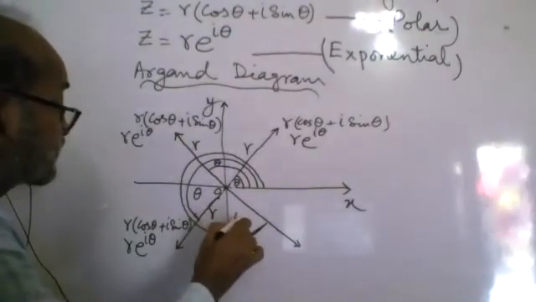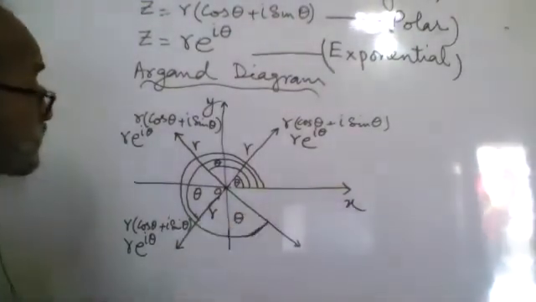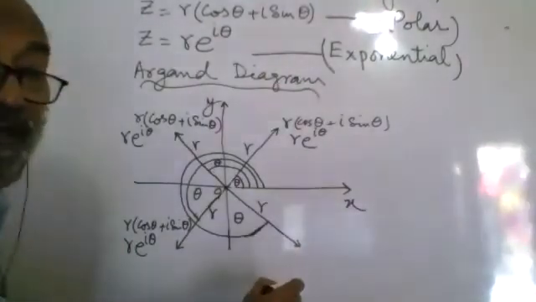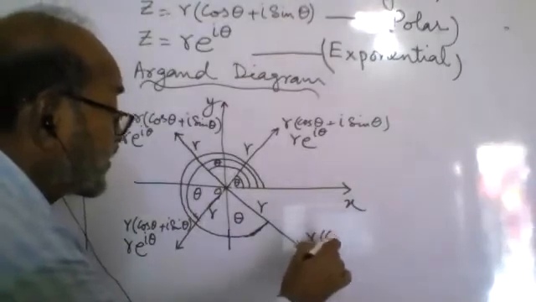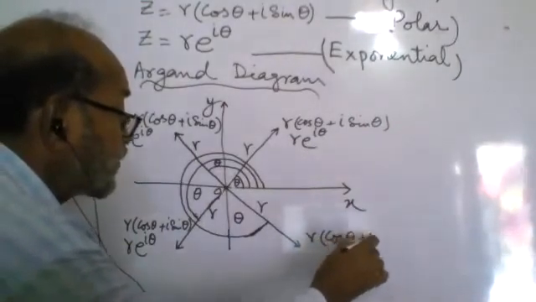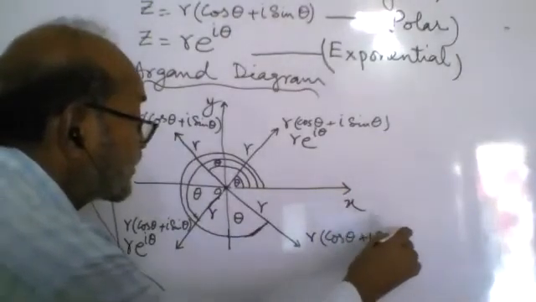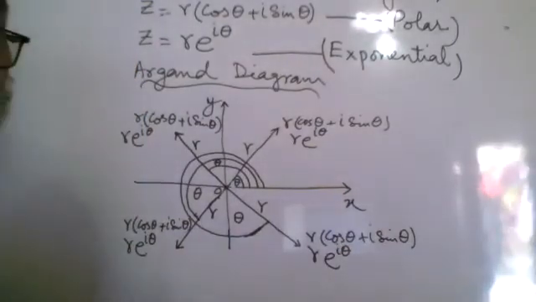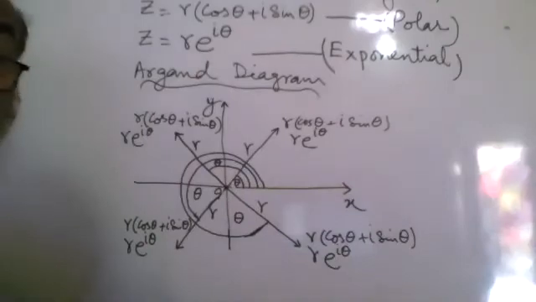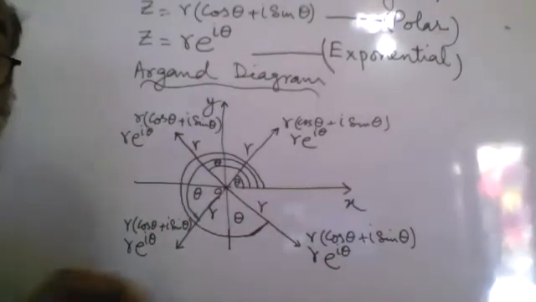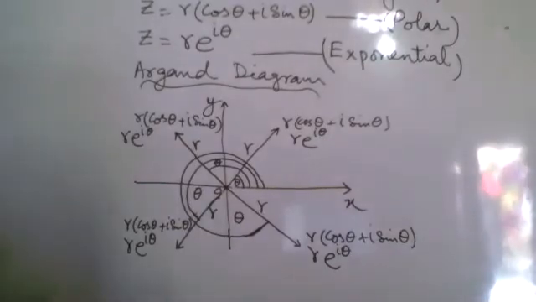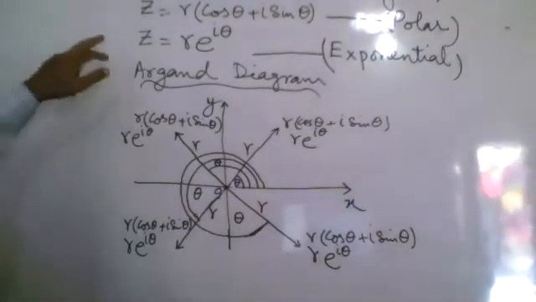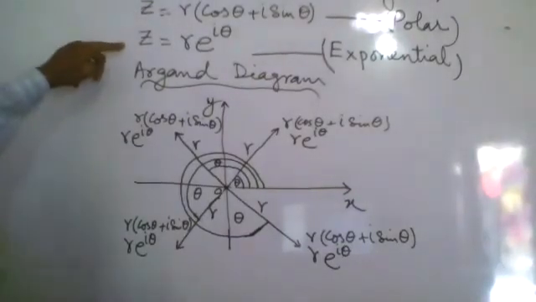Now it is theta. And this is r. So it will become r cos theta plus iota sin theta, or r e raised to power iota theta. So in this way, we will draw the polar form and the exponential form in the Argand diagram.